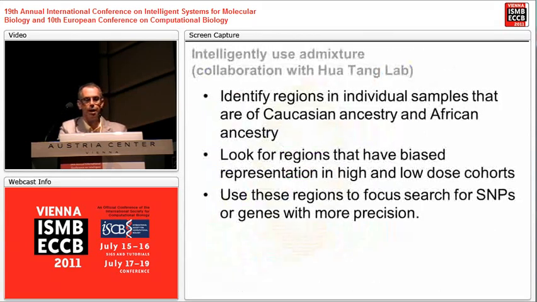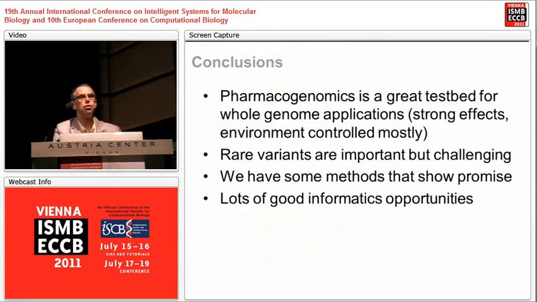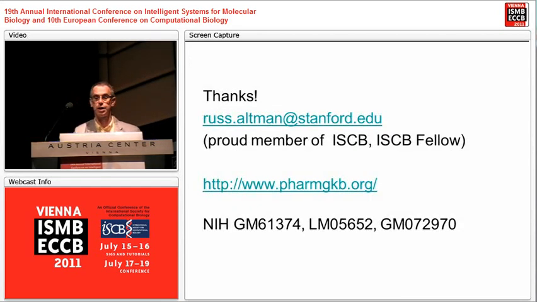So I will stop there and conclude that pharmacogenomics is a great test bed for whole genome applications, including annotating the literature, bringing it to clinical practice. Rare variants are important and continue to be very challenging. That's where our head is really for the future. We have some methods that show promise, and we are excited about the opportunities for informatics to make contributions in this area. So I think I will stop.